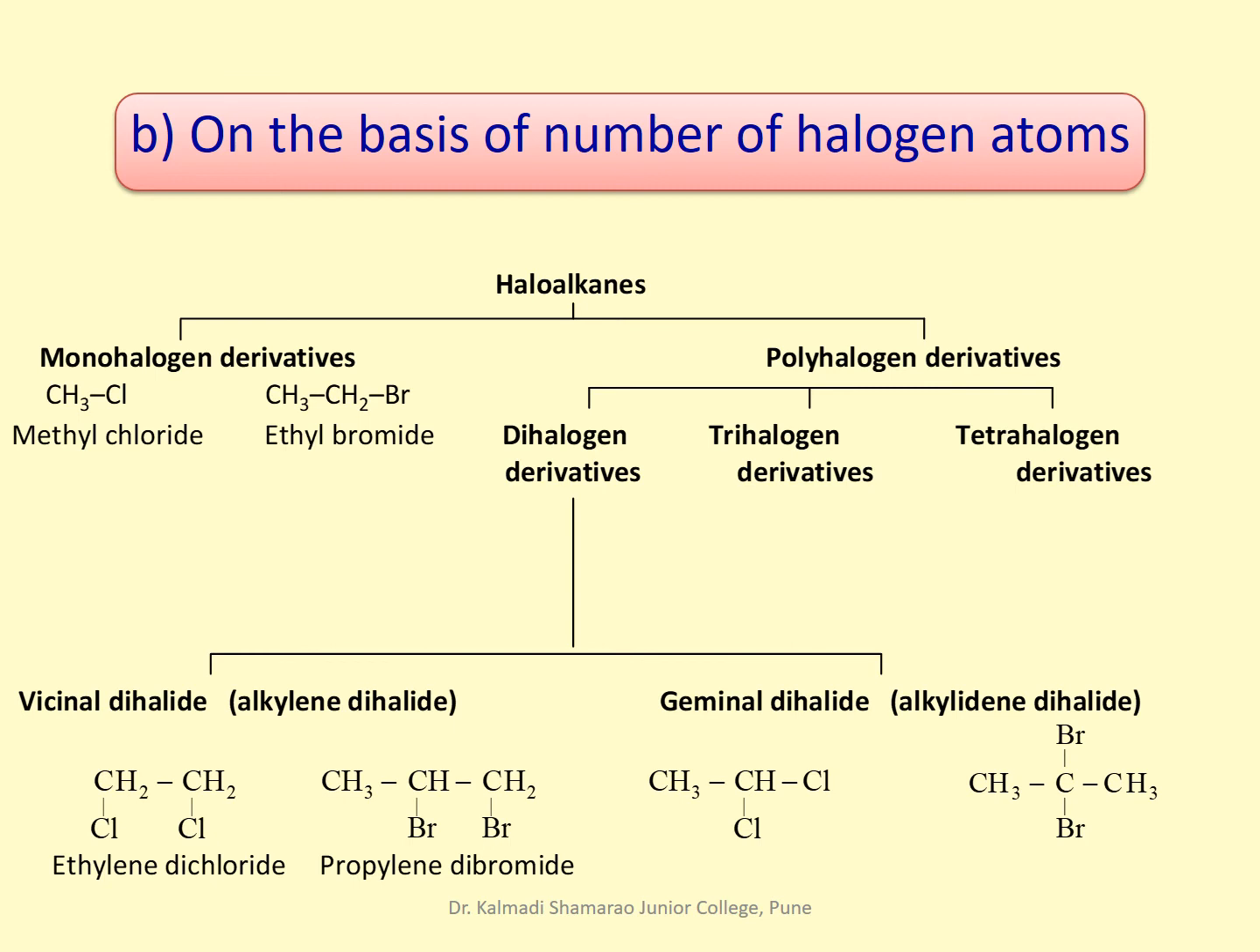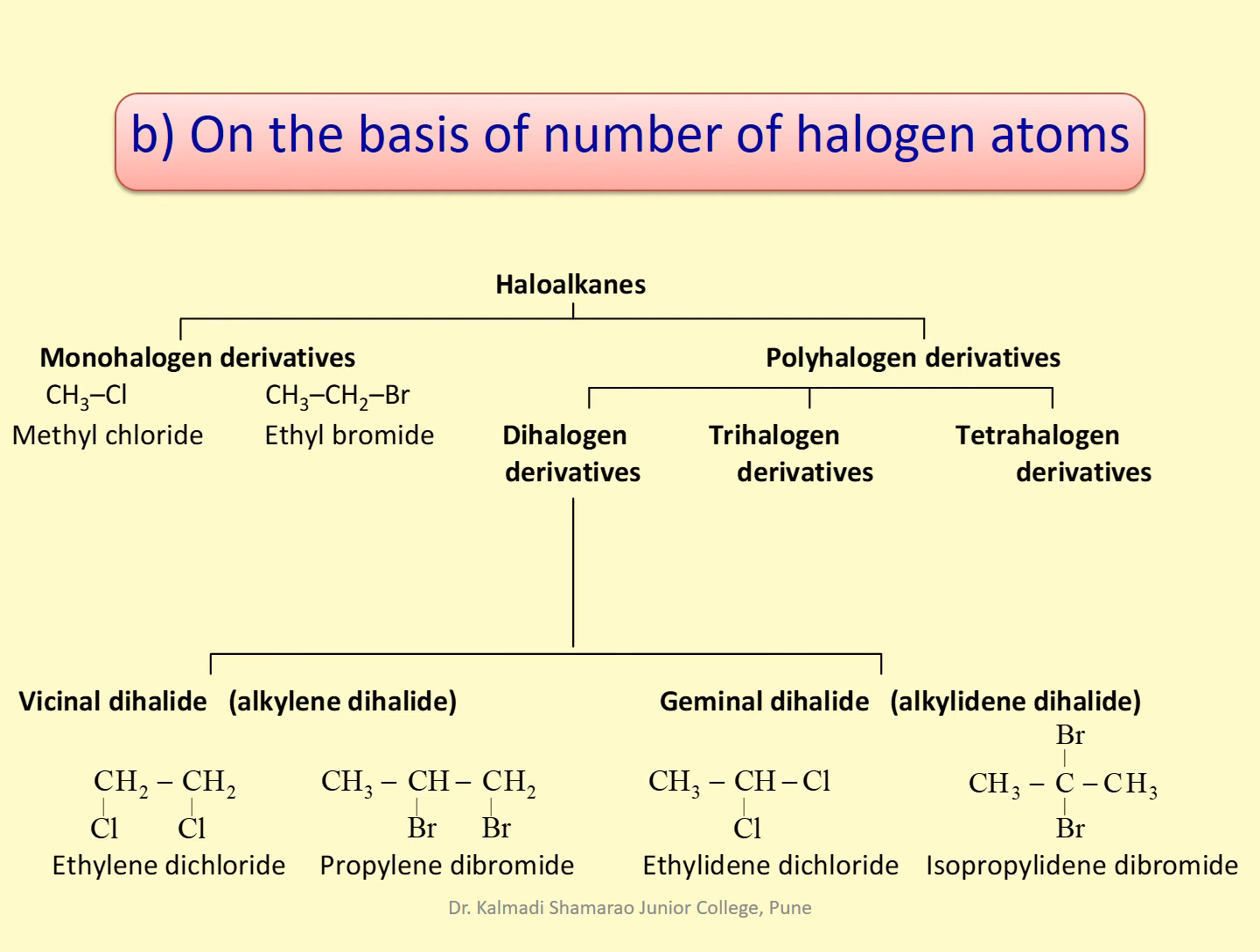General common name of all geminal dihalides is alkylidene dihalide. So the common name of the first geminal dihalide is ethylidene dichloride. What will be the name of the second geminal dihalide? Yes, you guessed it right. It is isopropylidene dibromide.